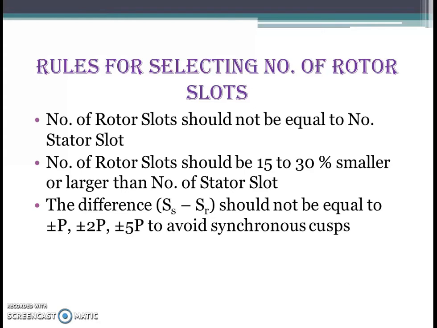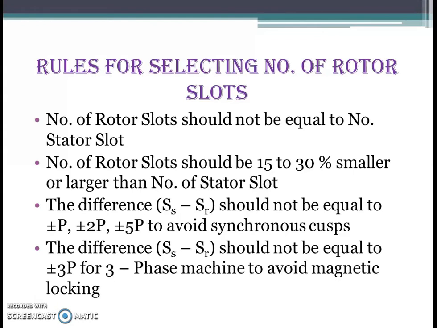The difference of stator slots and rotor slots should not be equal to plus minus P, where P is the number of poles. Plus minus P, plus minus 2 times P, plus minus 5 times P, to avoid synchronous cusps. The difference of stator and rotor slots should not be equal to plus or minus 3 times P for a three-phase machine, to avoid magnetic locking.